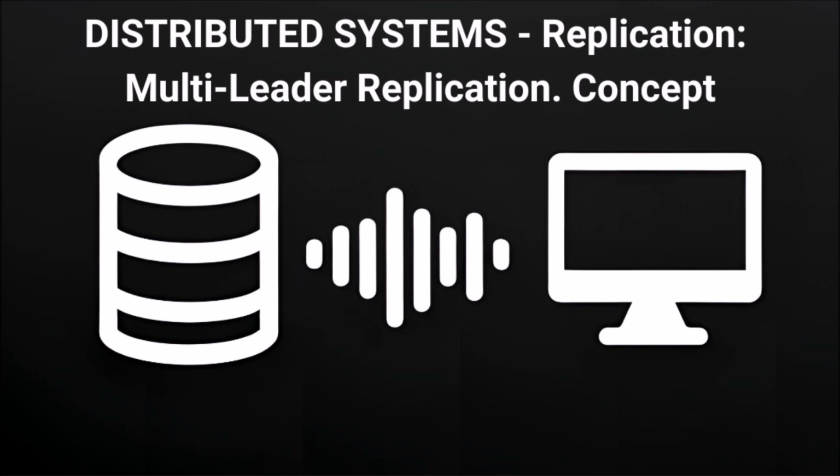Now, here's a really crucial aspect. Each of these leaders also functions as a follower to all the other leaders. Okay, so they're all talking to each other. Yes. So when a write occurs on one leader, that change is then propagated, forwarded, to all the other database nodes that are also acting as leaders. You might also hear this approach called master-master replication or active-active replication. Master-master, active-active. Okay, those terms definitely paint a picture of multiple nodes handling writes.